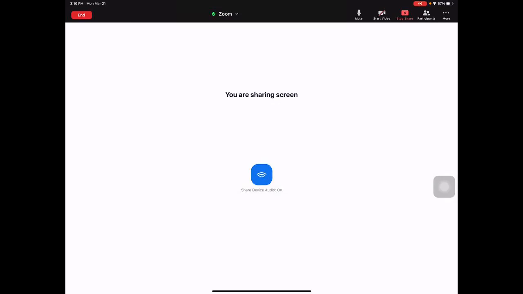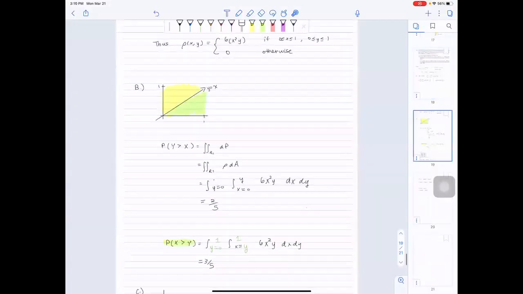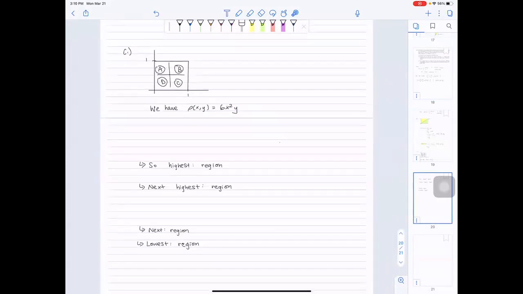Okay, sorry. Any other questions on that example? I wrote it in my notes here. If not, does anyone have any other questions?